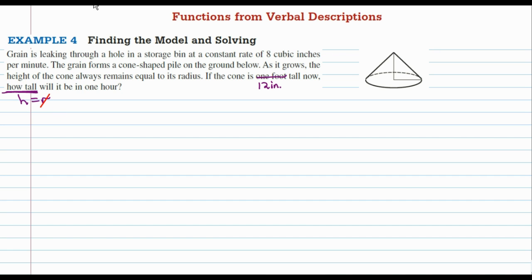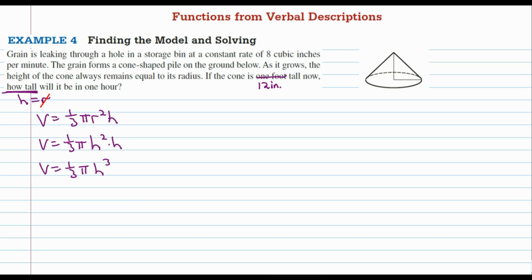I know the volume of a cone is 1/3 pi r squared times height. Now I said I want to use height because I'm looking for how tall this cone is, not how wide the radius is, how tall it is, the height. So I'm going to change this to volume equals 1/3 pi h squared times height. So that would be volume equals 1/3 pi h cubed.